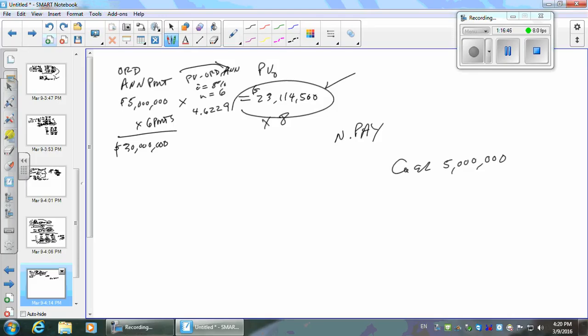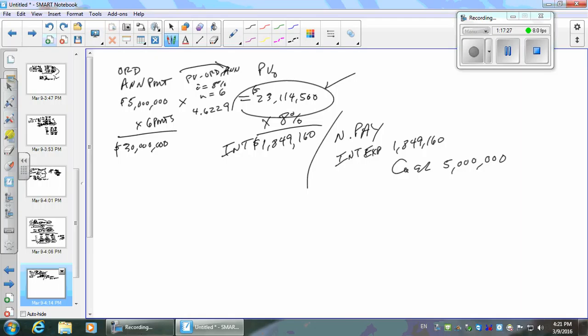What's my interest rate? 8%. What's the interest for a year? Oh, that's not too bad. What's 23,114.5 times 8%? What is that? 1,849,160, 8% of that number. So I think the interest expense is 1,849,160. Make sense?